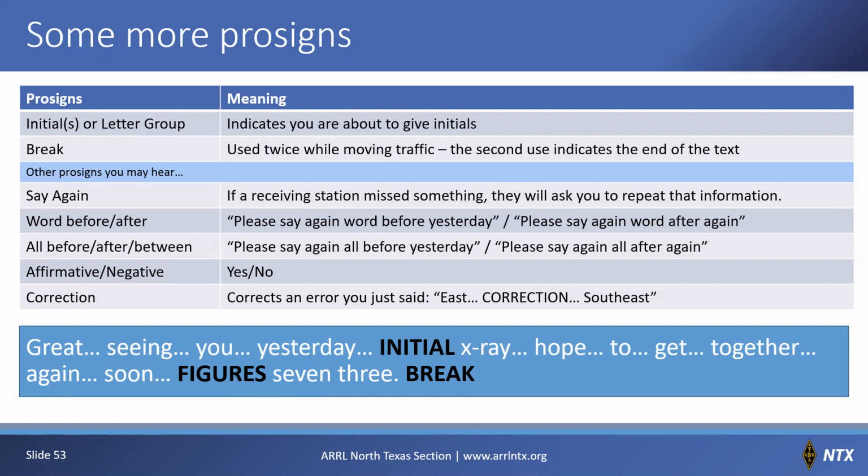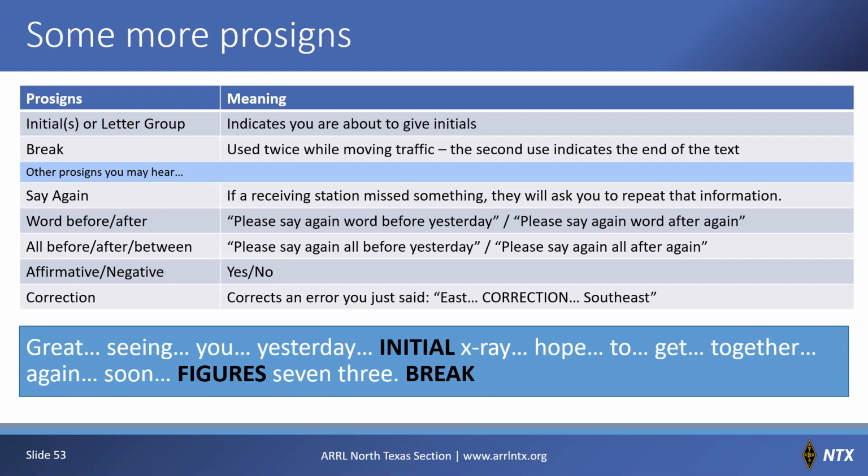You went too fast if the station says, "please say again all after you." That is a good hint to slow down, and it happens. Sometimes they say you went too fast, sometimes they'll just tell you. But if they say, "please say again all after" something very early, that's a good hint to slow down. "Please say all between yesterday and get." They just need that little chunk. Maybe the signal got fuzzy or something there.